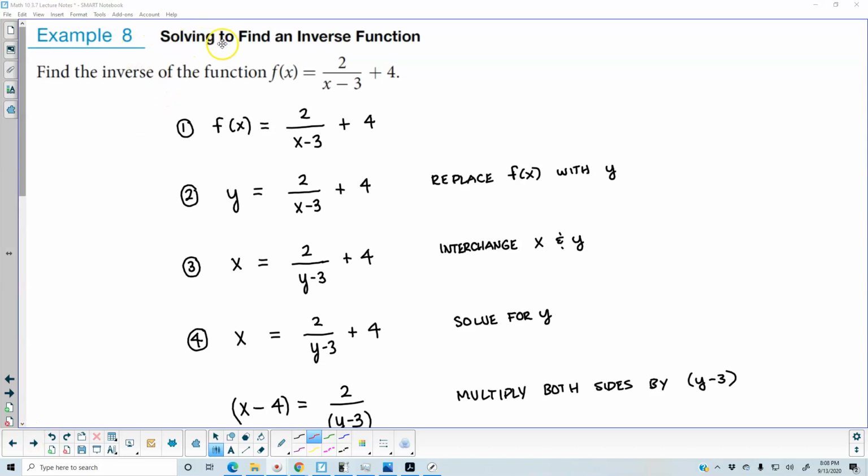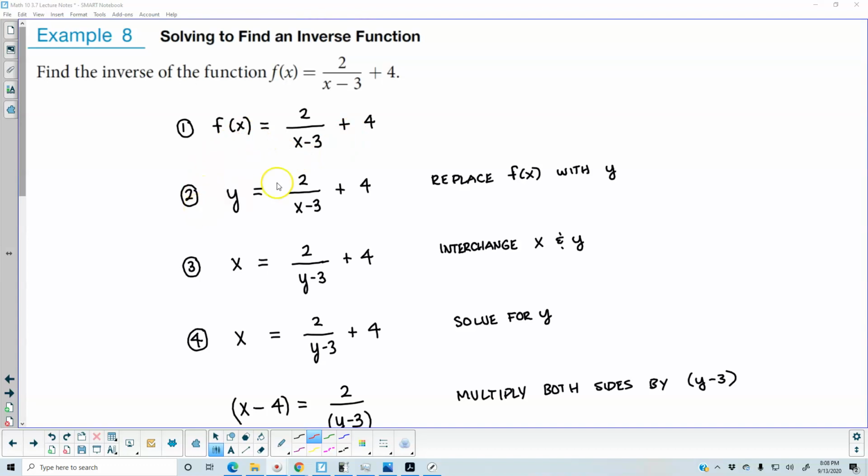Example 8, solving to find an inverse function. We want to find the inverse of the function f of x, which is equal to 2 over x minus 3 plus 4. So follow these steps in order to solve for an inverse function. The first thing we need to write is the original function. We know that f of x is equal to 2 over x minus 3 plus 4.